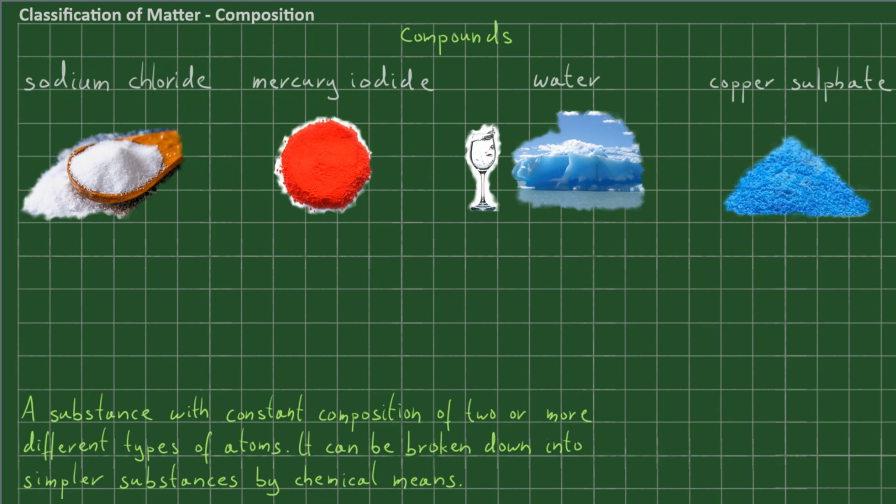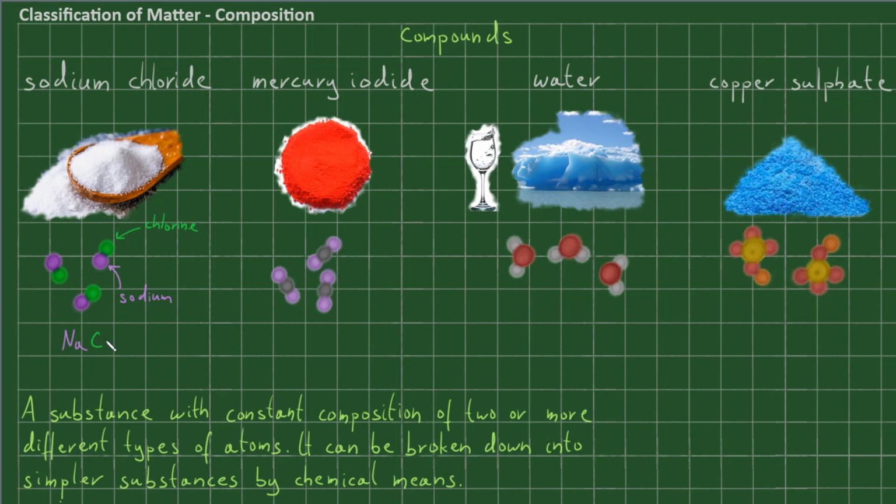How do they differ from mixtures? Well, remember, mixtures are combinations of two or more substances, whereas compounds are combinations of two or more different types of atoms. How does this look on an atomic scale? Well, let's bring it in. So on the left, in case of sodium chloride, we have a combination of a sodium atom and a chlorine atom. The chemical formula for sodium chloride is NaCl.